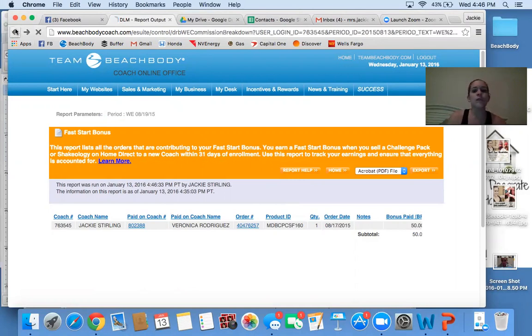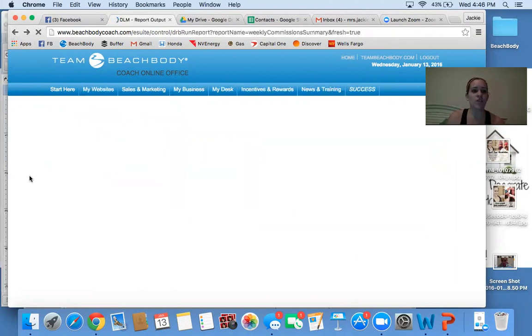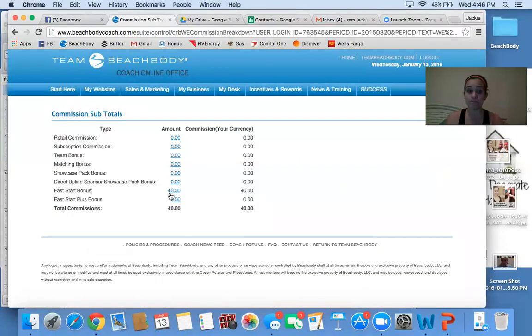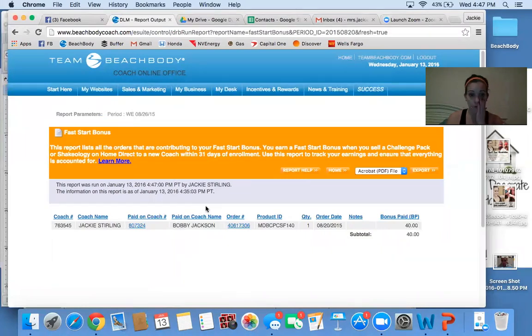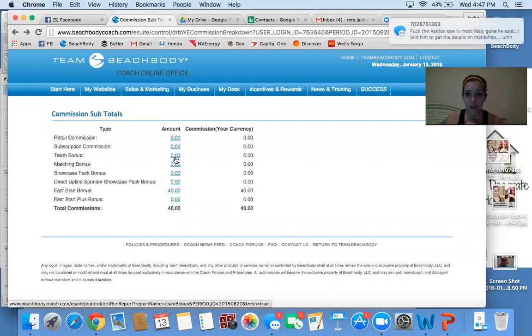Okay, so then I had this $205 check, and I was like, holy crapola. Then I had a $40 week. And that was when I signed on another coach, I would think. Yeah, this was the first time I signed my boyfriend on as a coach. But there was no retail commission. I sold nothing. I still had no team bonus.